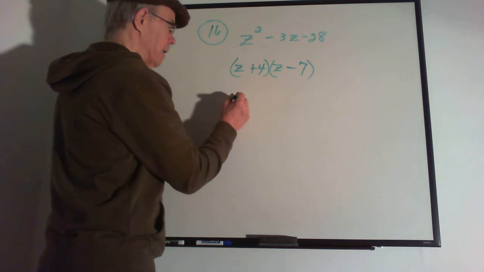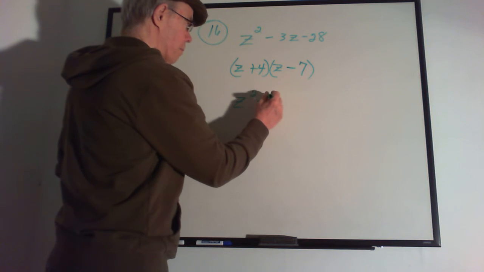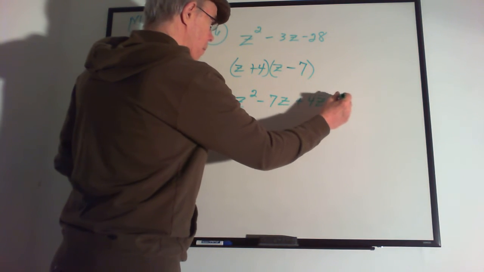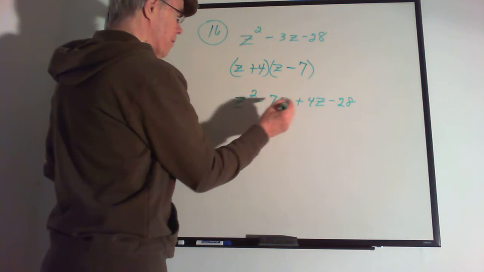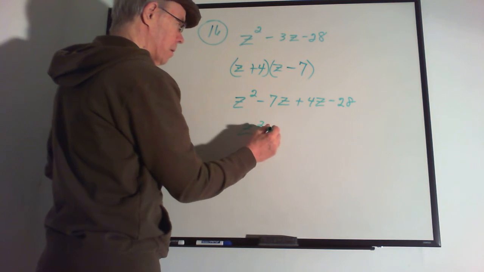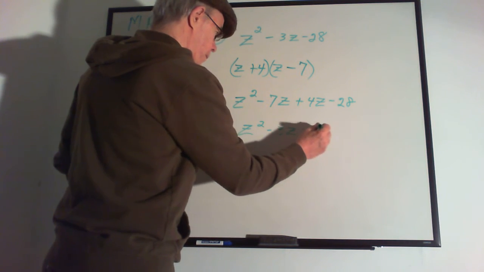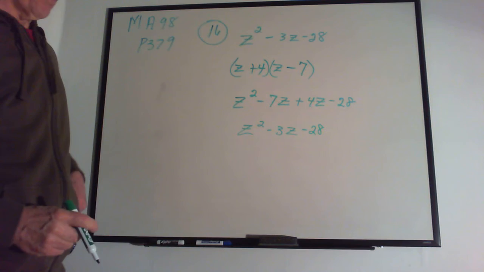If I multiply these out, I get z squared minus 7z plus 4z minus 28. Simplify it. All right, I end up with what I started with.